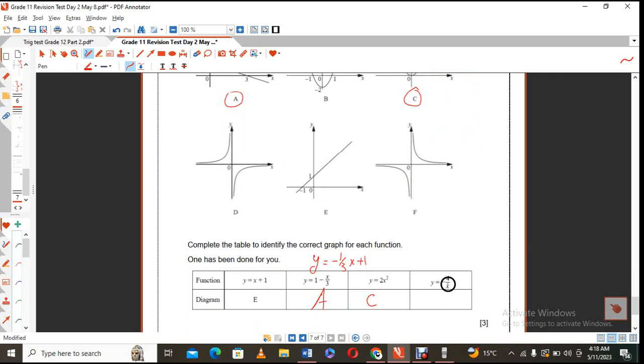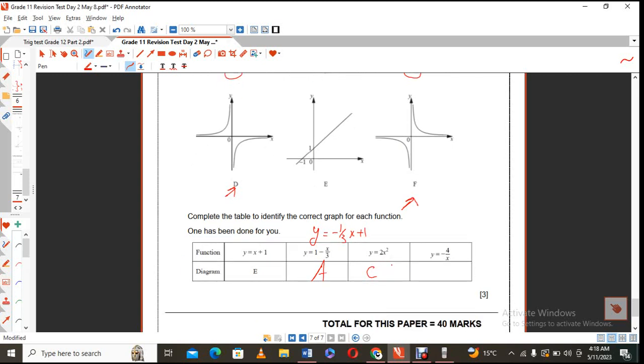When you look at this graph, y equals minus 4 over x, there is only an option between D and F. Those graphs are hyperbolas. Now if the first and the third quadrants are drawn, then you have a graph y equals k over x, and k is a positive number. If the curves are in the second and fourth quadrants, then the graph is y equals minus k over x. So this here is D.